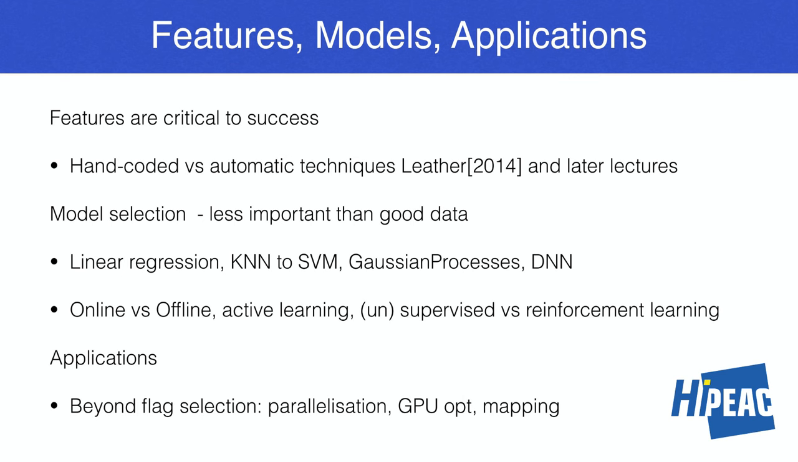And the other thing I wanted to say to you is, please pick the right application. I don't want to see any more papers on flag selection in GCC, right? We don't want that anymore. The maximum performance improvement you can get is 5%. We live in a world of multi-cores and accelerators. There's much more exciting problems out there than GCC flags, so please don't do that. Parallelization, how do you parallelize on massive machines? That's a real big problem.